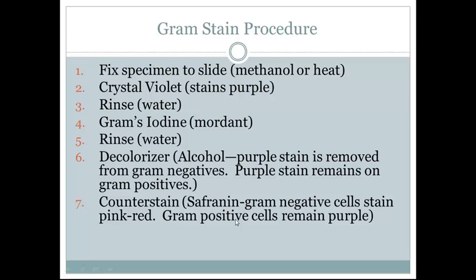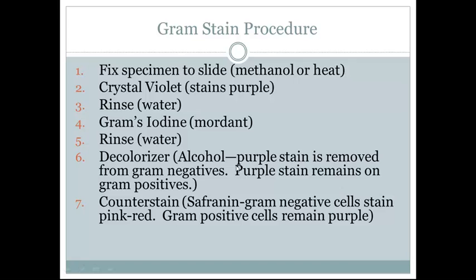So the gram stain procedure: fix the specimen onto the slide with either methanol or heat. Make sure your slide is completely dry before gram staining. You would then flood your slide with crystal violet, the purple stain, and then you would rinse the slide off after 1 minute, and then blot it dry with a paper towel. Then you would flood the slide with Gram's iodine for 1 minute, and then you would rinse it with water and blot it dry, and then after this you would decolorize it for 3 to 5 seconds with alcohol.